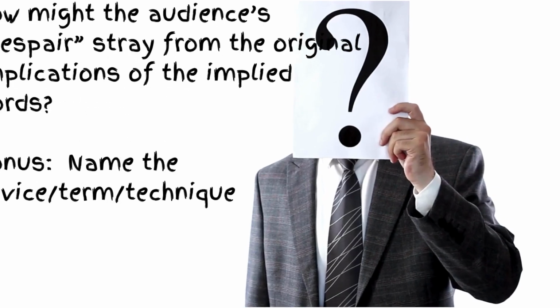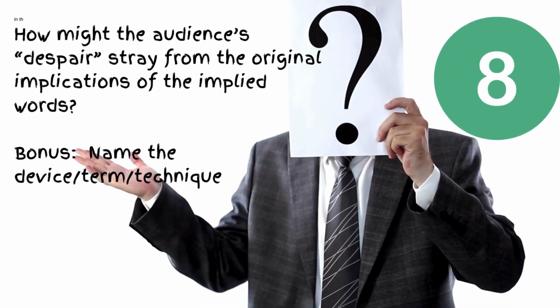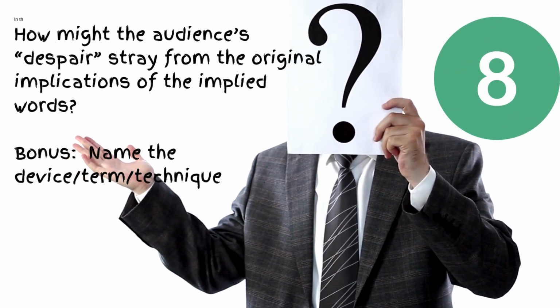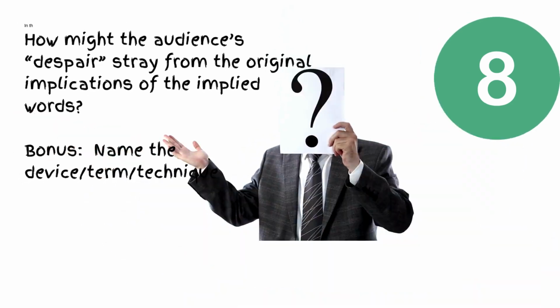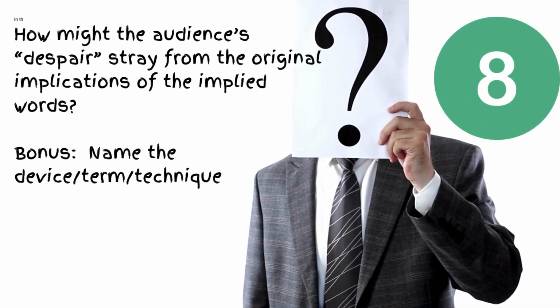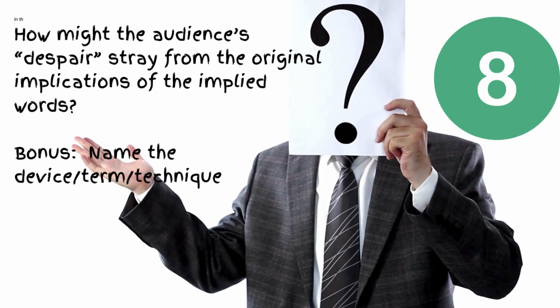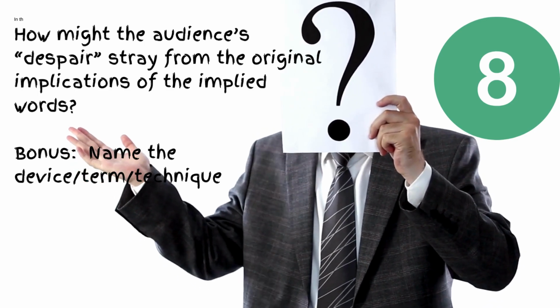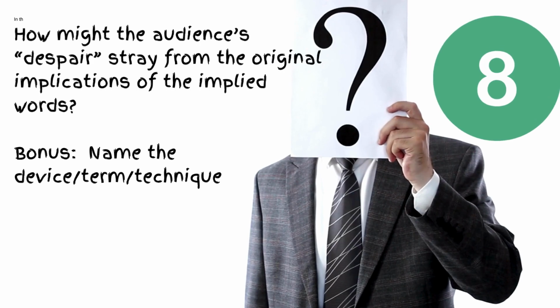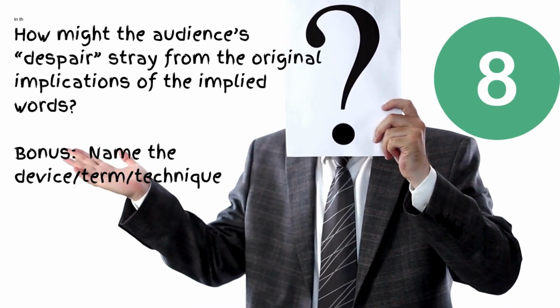Number 8, how might the audience's despair stray from the original implications of the implied words? Right, you got to get to the irony here. Name that device, term, technique. So ultimately, I want my kids to unpack the various forms of irony in this poem.